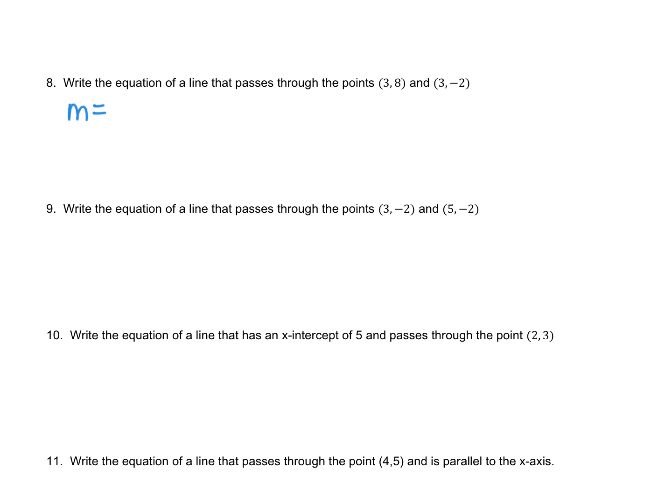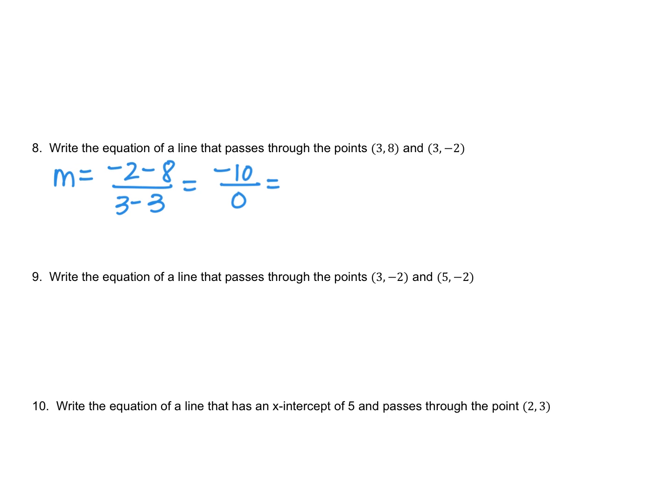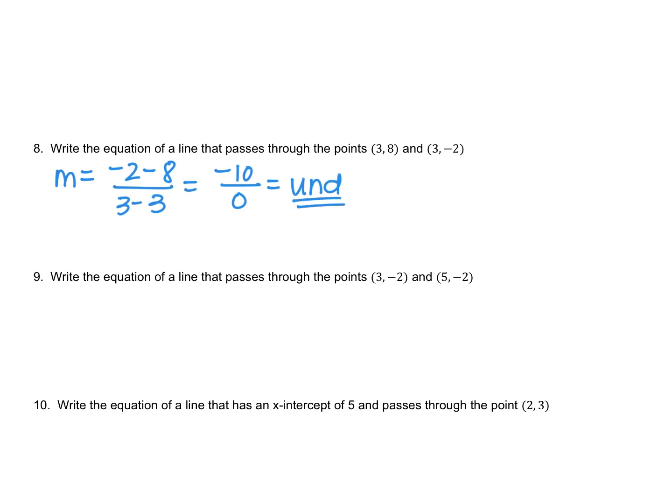So I'm going to do y2 minus y1, so -2 minus 8 over x2 minus x1, so 3 minus 3. So -2 minus 8 is going to be -10, and then 3 minus 3 is 0. So what kind of slope do I have? Undefined. Okay, now something that we need to remember in our brains is if I have an undefined slope, I have a vertical line.